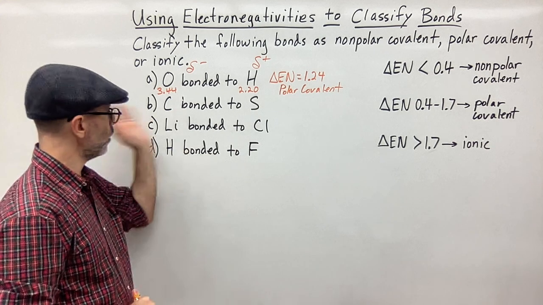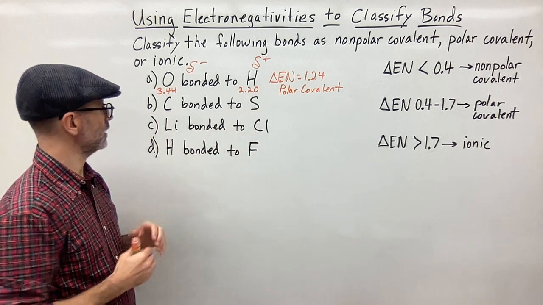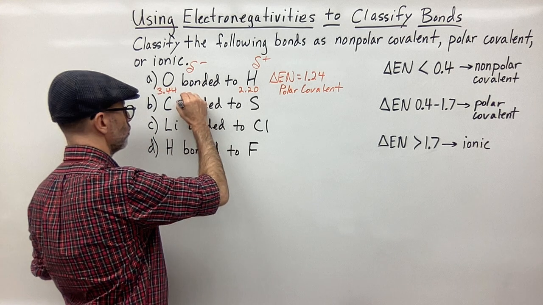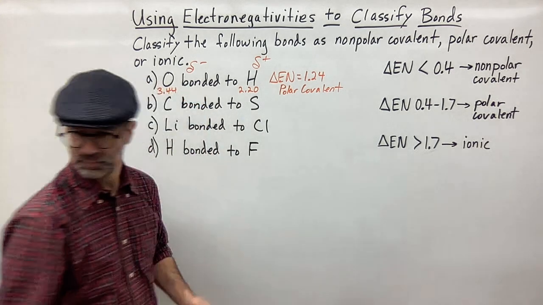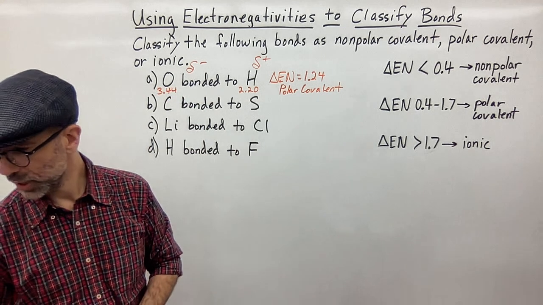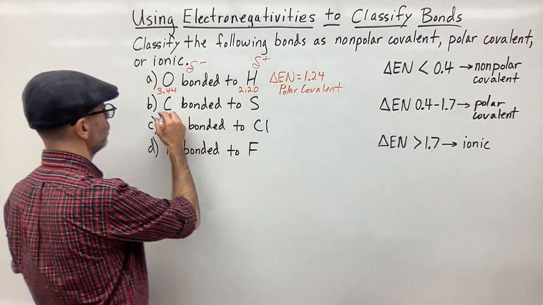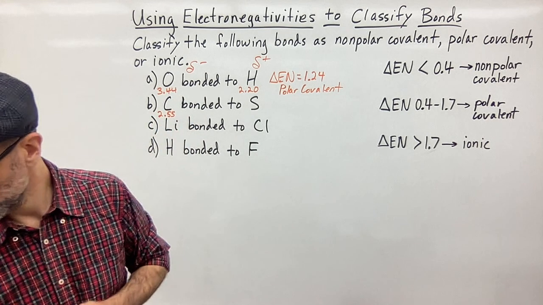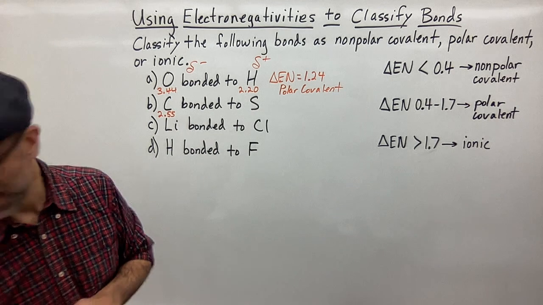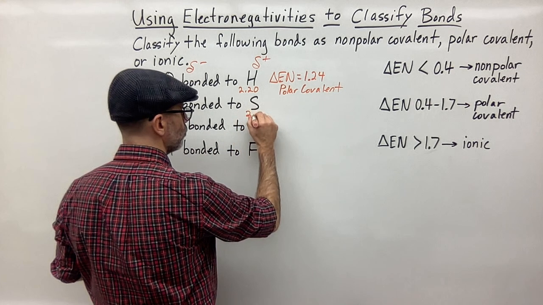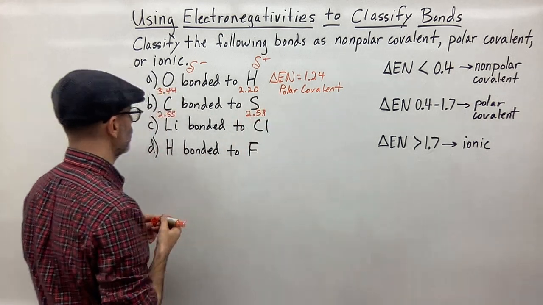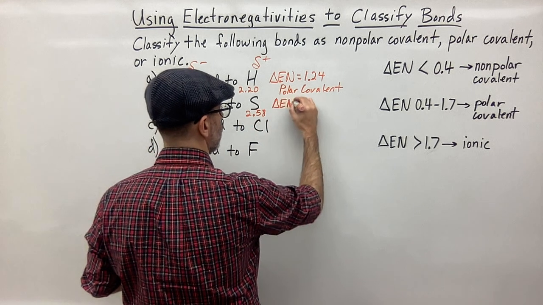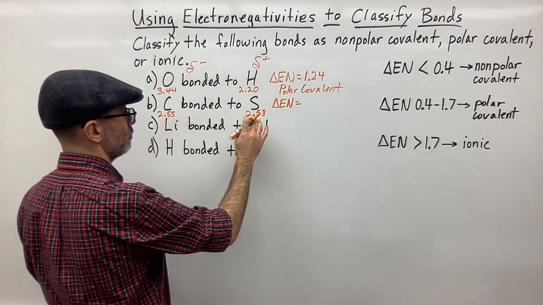Okay, back to carbon and sulfur. So let's look at the electronegativity differences for carbon and sulfur. Okay, so for carbon, it's 2.55, so we'll put 2.55 there. And then for sulfur, where's sulfur? 2.58. And we're getting an electronegativity difference. That's pretty small, actually. 2.55, 2.58.